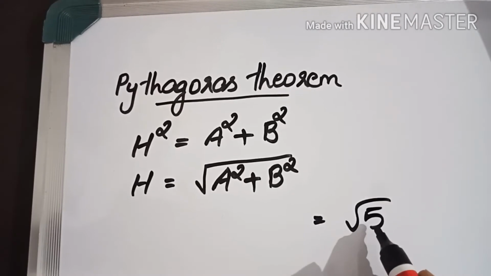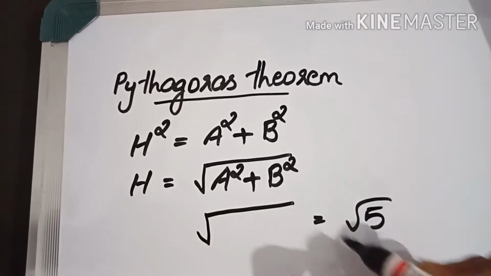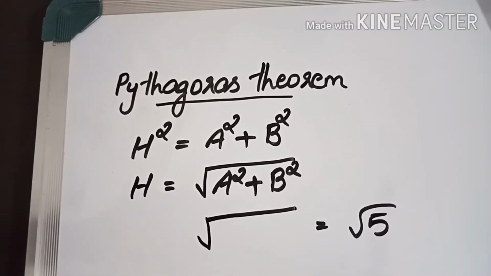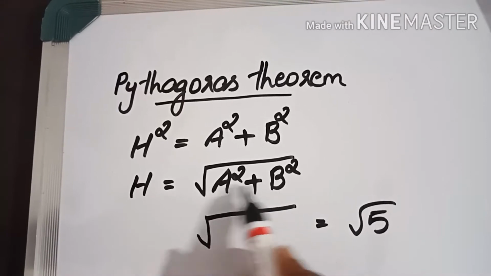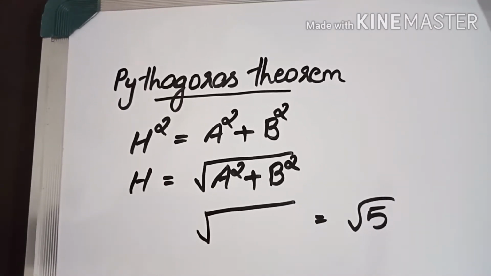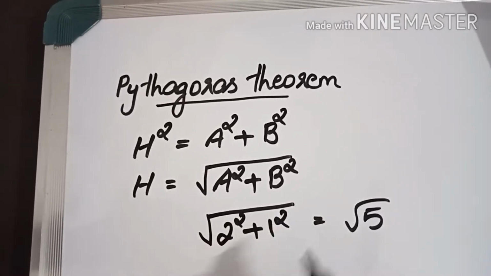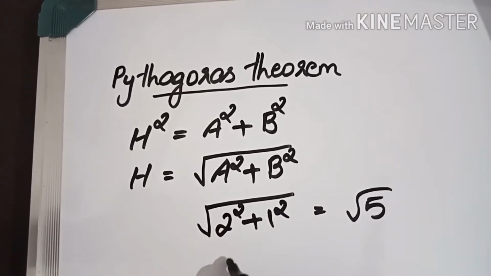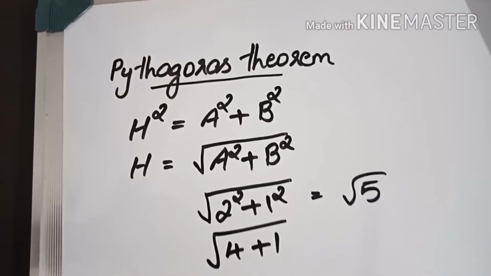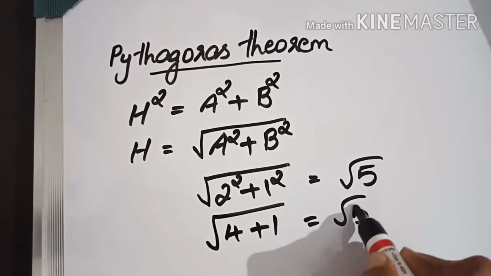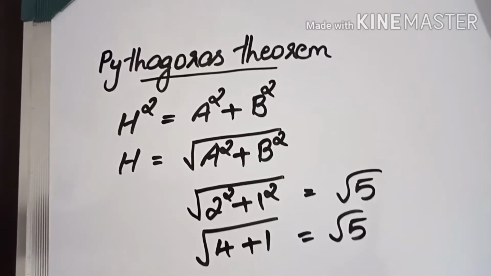In order to get root 5, you can consider this root 5 as hypotenuse. If you are considering root 5 as hypotenuse, by adding which 2 squares will we get the answer 5? That is 2 square plus 1 square. 2 square is 4, plus 1 square is 1. So 4 plus 1 is 5, and the answer will be root 5.